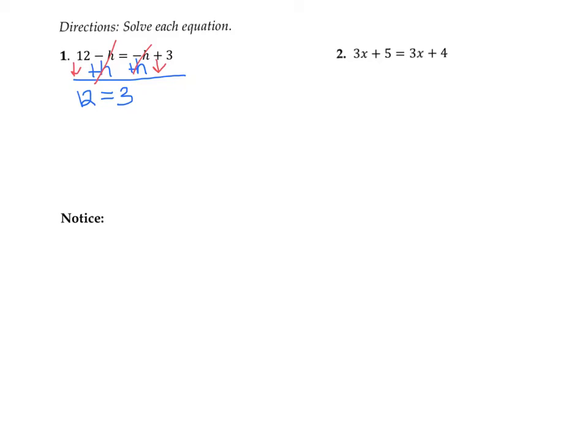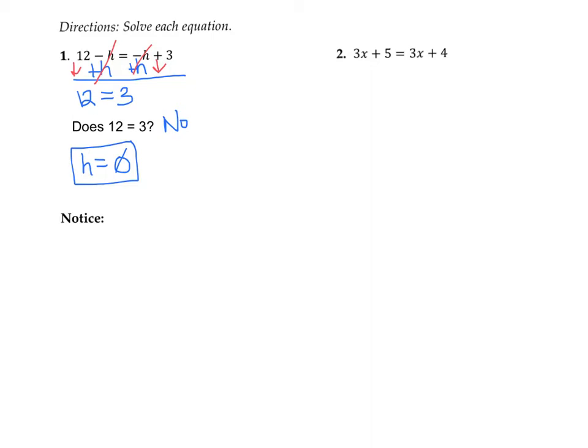You want to think to yourself, does 12 ever equal 3? No, it doesn't. So when each side of the equation does not balance out and is not equal to each other, your answer would be h equals no solution. That means no matter what number you have, it'll never work. So as a result, h equals no solution. It's null. It's an empty set.